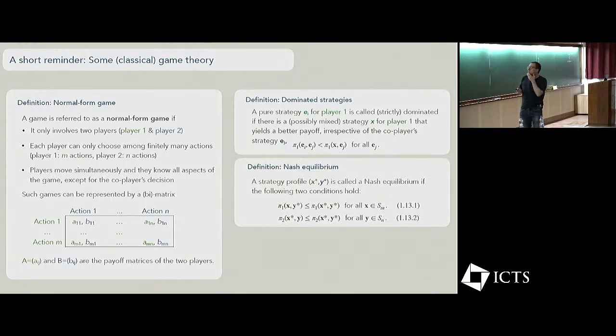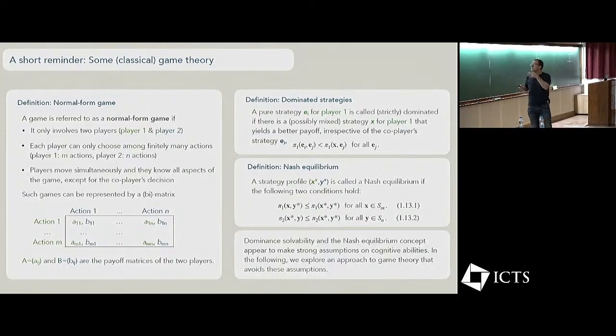So the other definition that we heard yesterday is the definition of a Nash equilibrium. So this is just a stable state. Given that we are already in this Nash equilibrium, I do not have an incentive to deviate. I cannot improve my payoff, but also my co-player cannot improve her or his payoff.